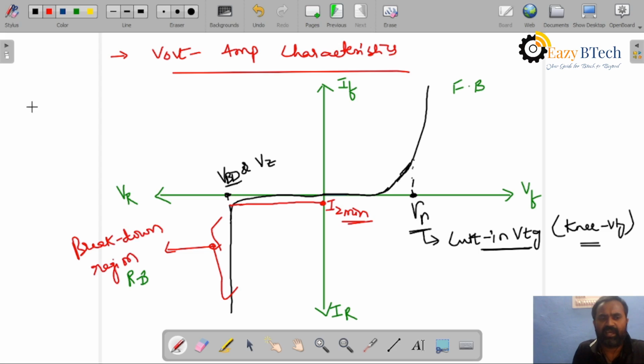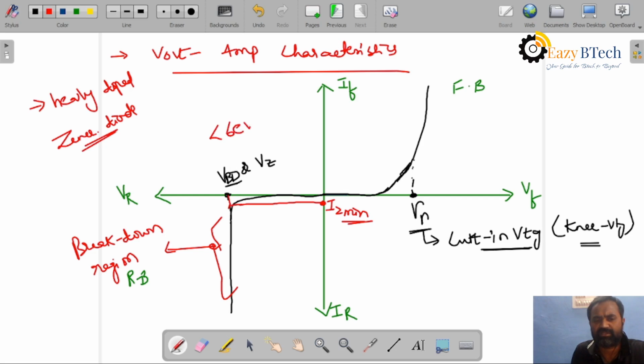Okay, now it is a heavily doped Zener diode. Now for a heavily doped diode, the breakdown voltage is very less, less than 6 volts. That is a breakdown voltage. Now you can see, in a breakdown region, current through the diode increases or decreases, but the voltage across the diode will remain the same.